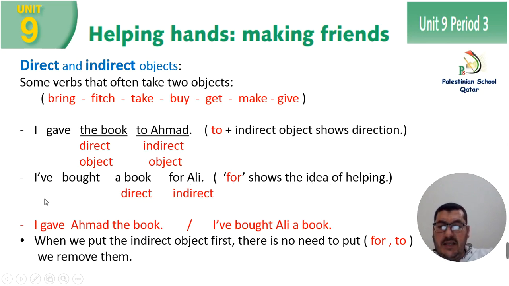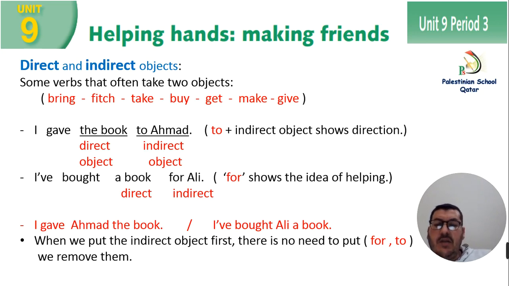What I want to say is this: if we have a verb like give or bought, we have two objects. The first one is the book, and the second one is to Ahmed. I can stop here. I gave the book, and I can stop, but if you stop, the other person will say, okay, you gave the book to who? So I have to mention to Ahmed to make the sentence understood.